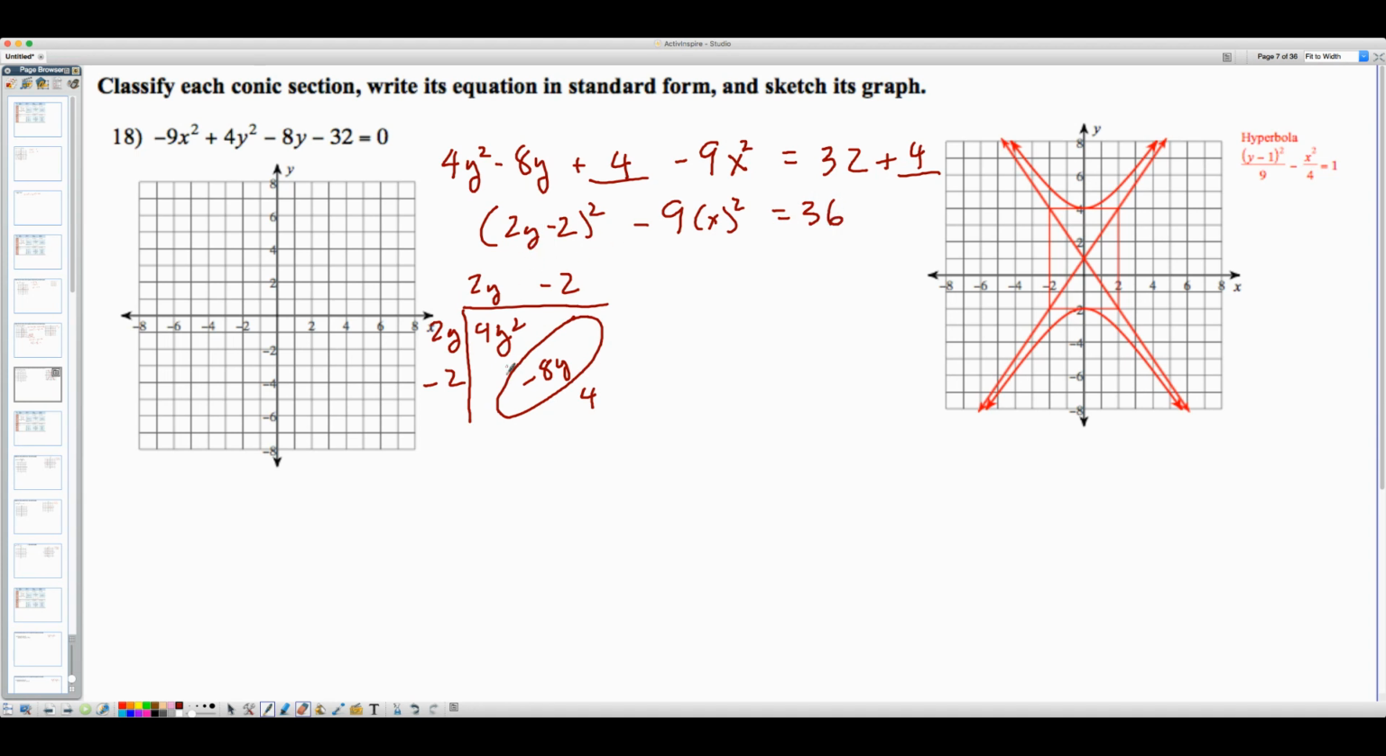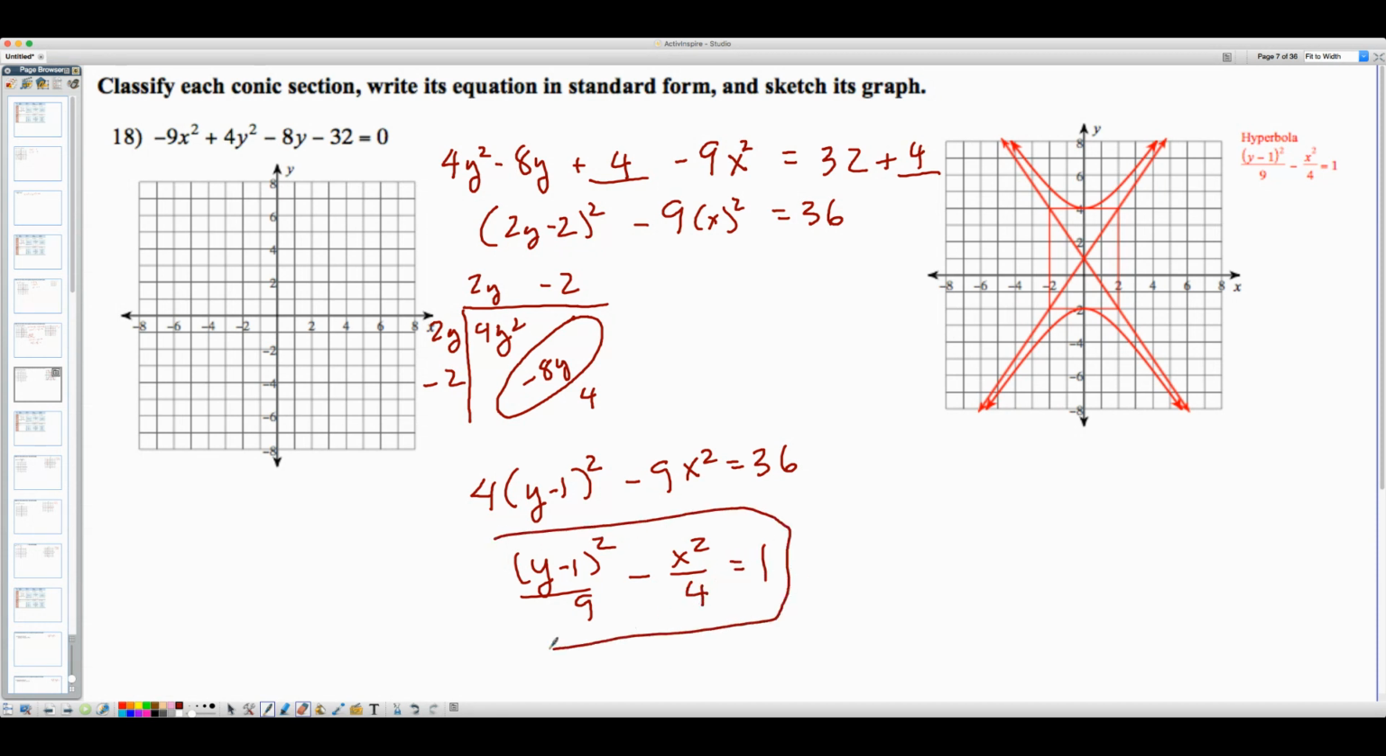I can also write this as 2 squared, which is 4, times y minus 1 squared, minus 9 times x squared, is equal to 36. Divide both sides by 36 and I get y minus 1 squared over 9 minus x squared over 4 is equal to 1. And this is the standard form of a hyperbola. And sure enough, it matches with what we've got over here.